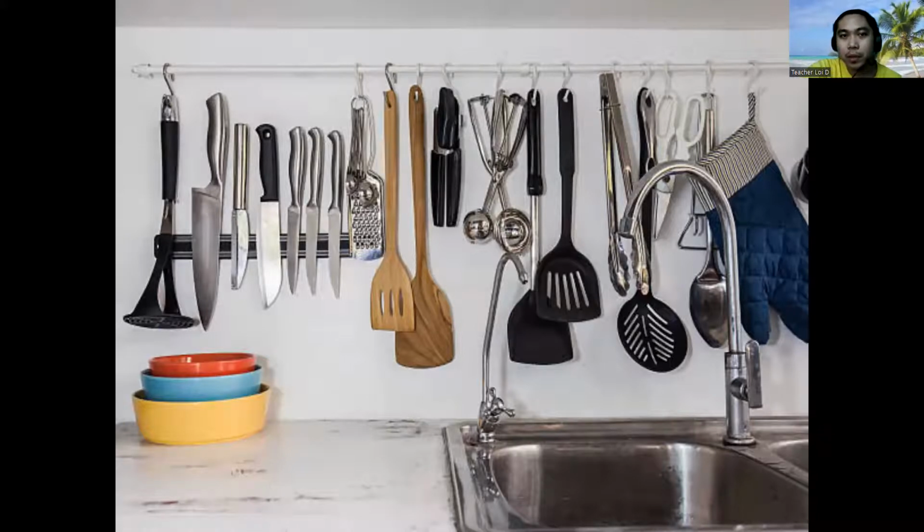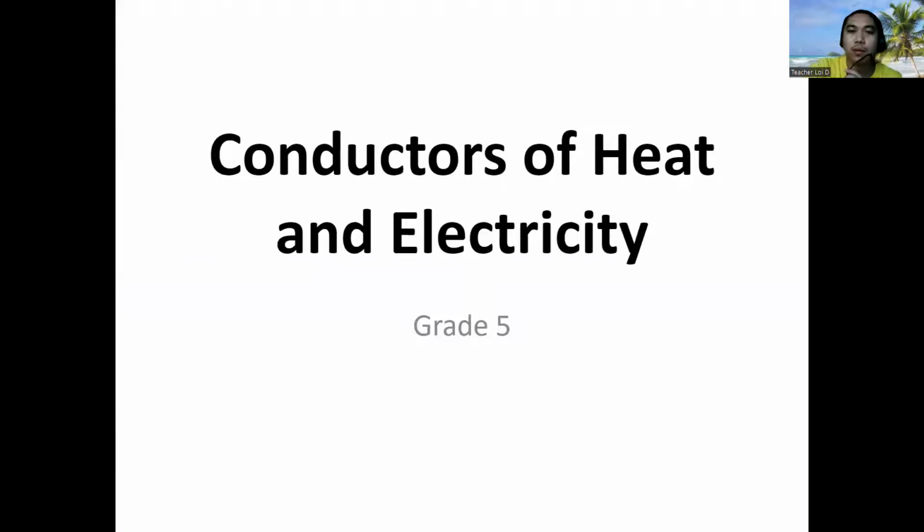Pero, ano nga ba ang mga properties na meron ang mga bagay na ito? Ano yung properties na parehas meron ang mga bagay na ito? Or ano yung pagkakaiba ng mga tools na ito? So, pag-uusapan natin yung conductors of heat and electricity. May mga objects or materials na good conductors of heat and electricity. Meron naman na poor conductor, at meron naman good insulator of heat and electricity.